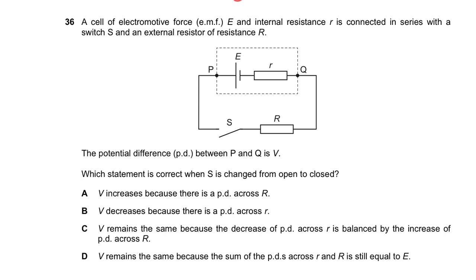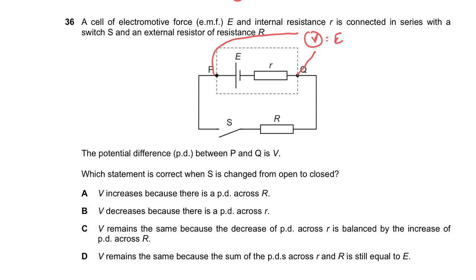Okay, so initially the circuit is open and the potential difference here across P and Q is equal to V. Now what is this potential difference? This potential difference right now is equal to the EMF of the cell. Despite the cell having internal resistance, assuming that the voltmeter has infinite resistance, the voltmeter gives you the EMF of the cell. Why? Because there is no current flowing through the circuit. And since there is no current flowing through the circuit, there will be no potential drop across the internal resistance.